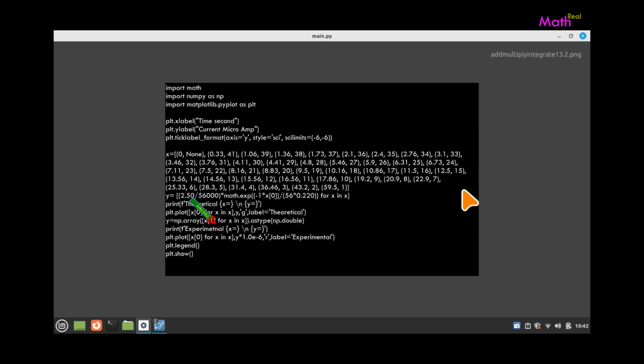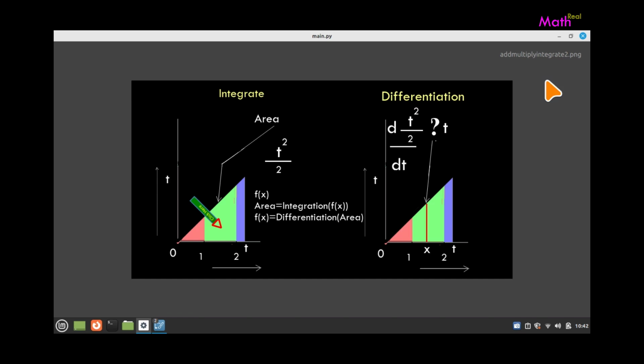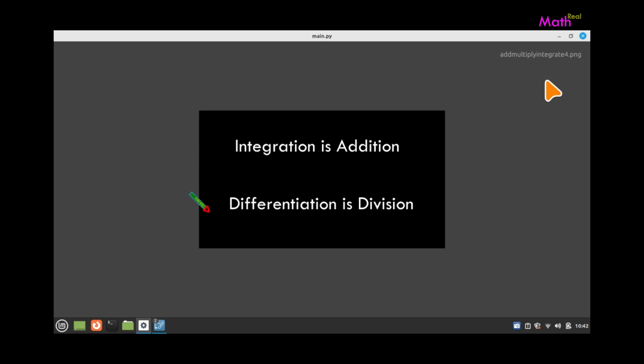Okay, so we'll do animation again from the beginning slide. So initially it was addition, multiplication, integration. That is calculation of the area is the integration. What is the relationship between integration and differentiation? One is addition and one is division.